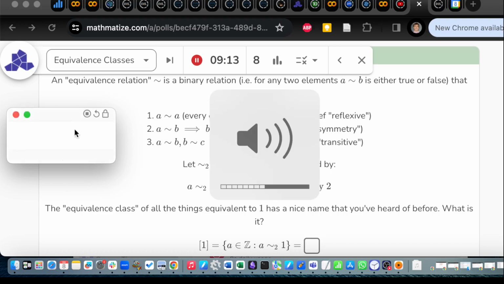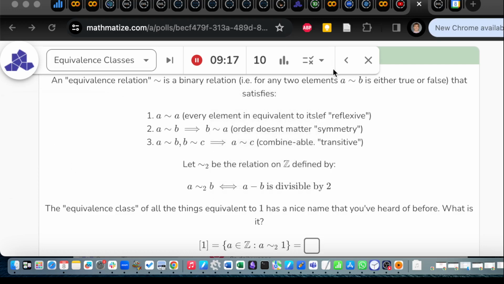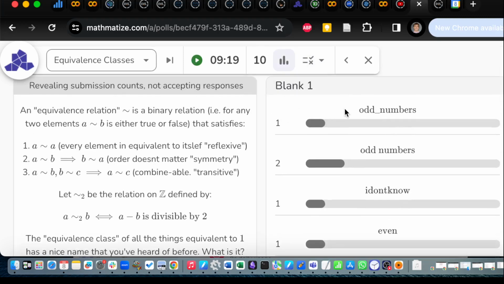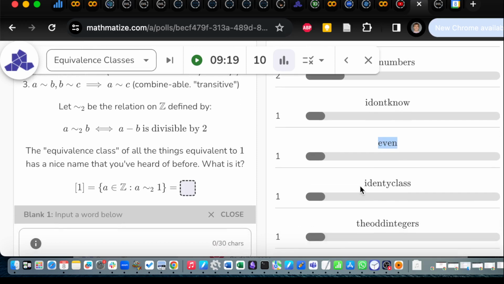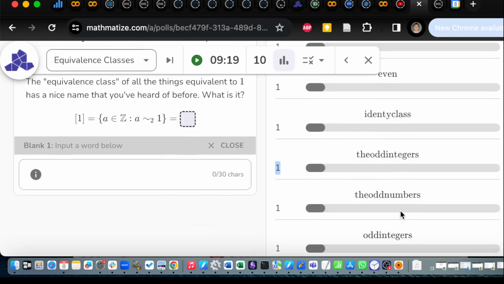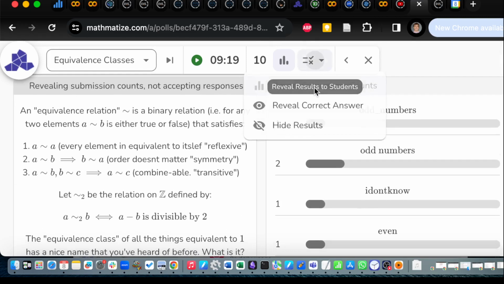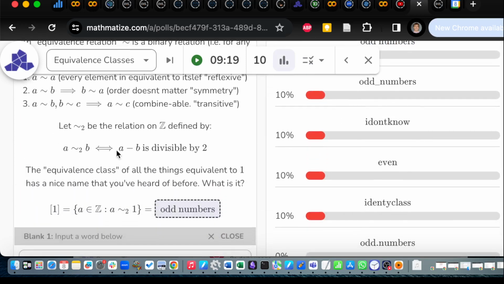Okay. Let's take a look. What is this thing called? The set of things that are equivalent to the number 1 is called odd numbers. Odd numbers. This person was off. They said even, it's odd. Okay. The odd integers, the odd numbers, very nice, odd integers. Okay, so this is the odd numbers. That's correct. Some other people got it even though you weren't graded right. Well, I'm gonna update it.